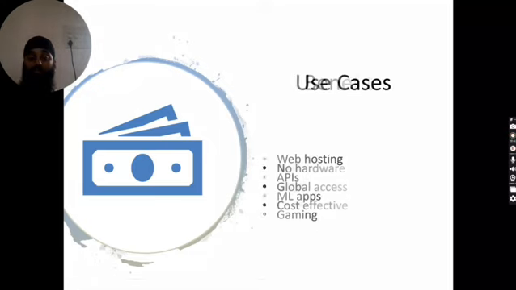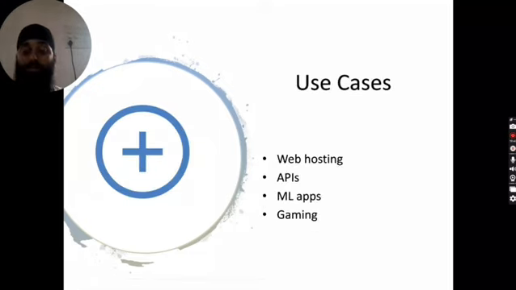So what are the use cases? Why do we use EC2 instances? For web hosting, for hosting our web applications on the cloud or on the internet. APIs, you can host your APIs, application programming interfaces. ML apps, you can host and deploy your ML, that is machine learning, models onto the cloud. For gaming servers, as we discussed while discussing the compute optimized type of servers, we can also deploy our gaming applications onto EC2 instances.